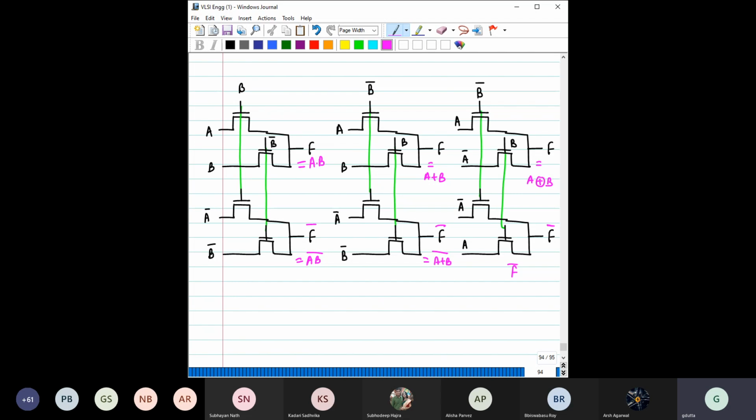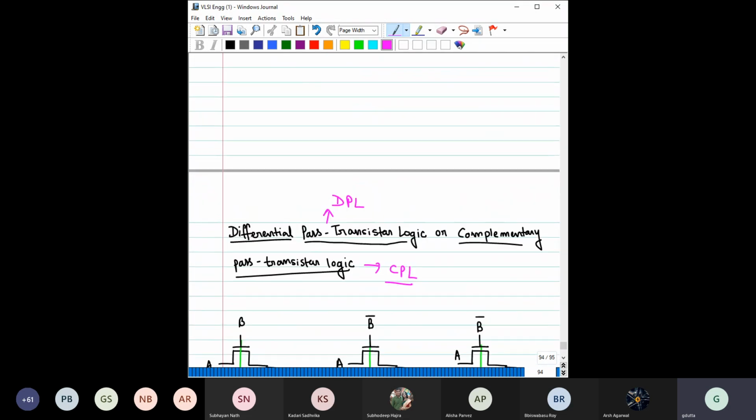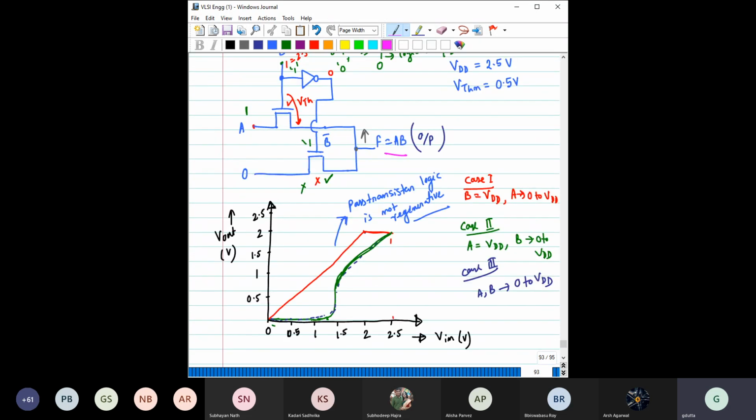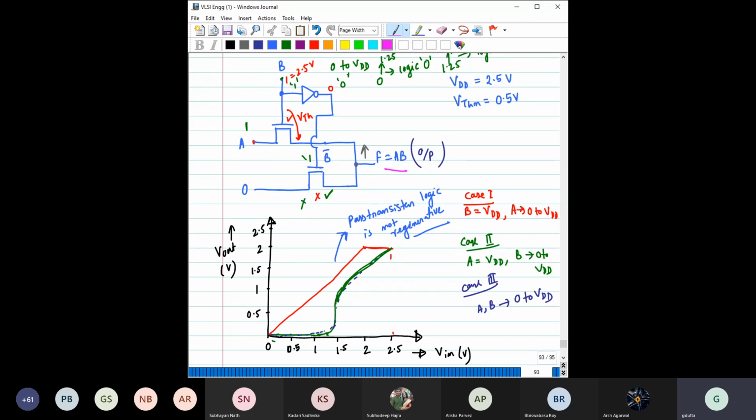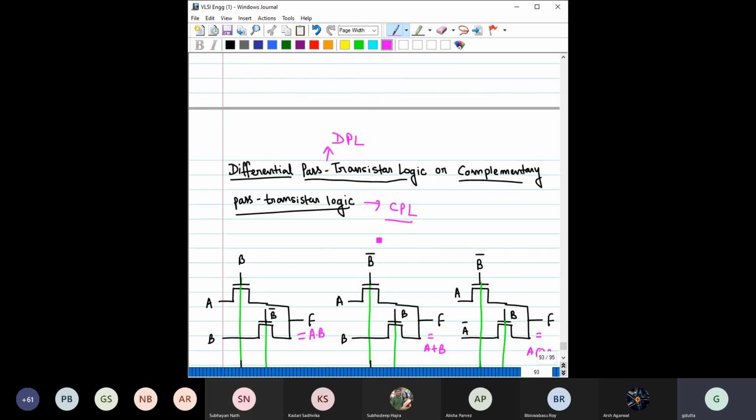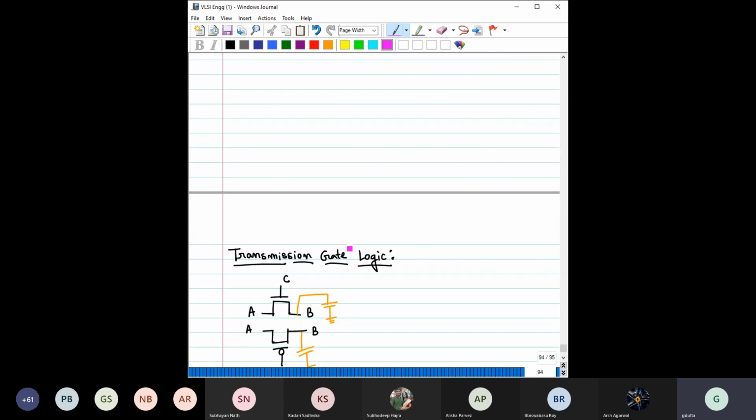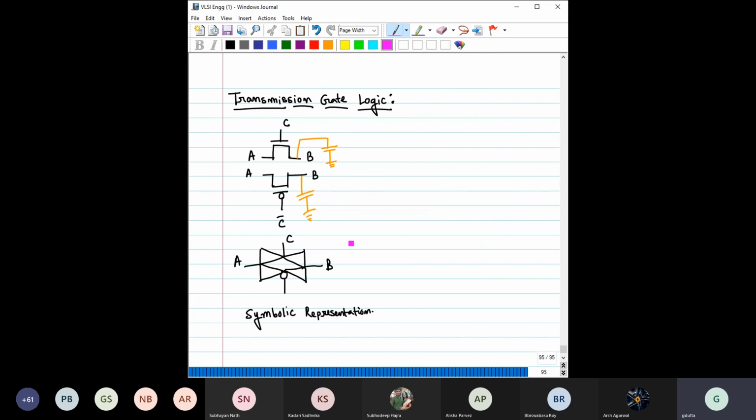But obviously we have seen some issue. That issue is that this output voltage cannot reach VDD. It is lower than that, right? So we should do something to solve that issue. So here comes the concept of transmission gate logic, and first of all we'll try to address that VTH voltage drop issue.